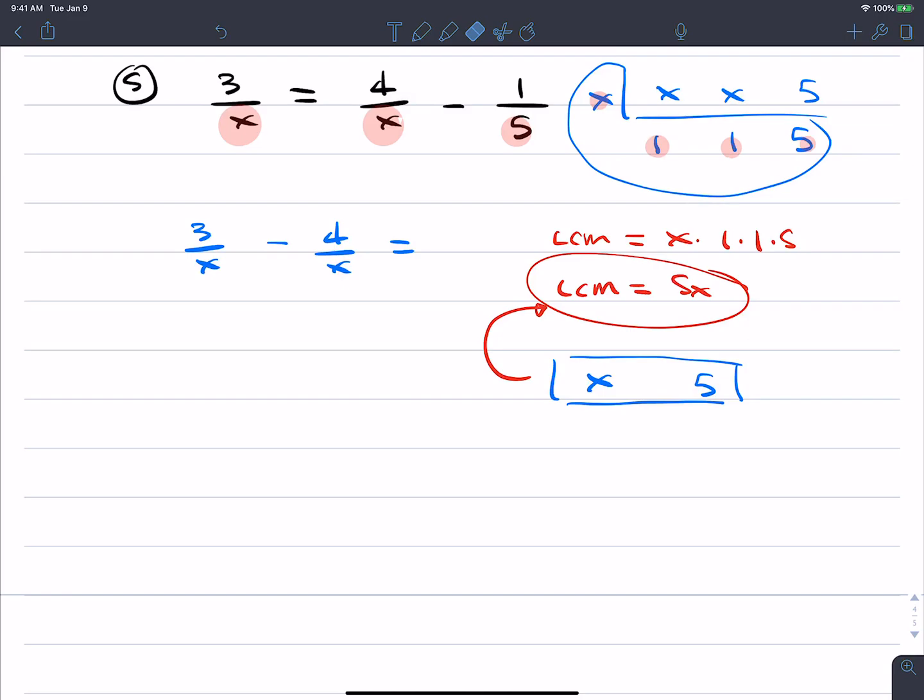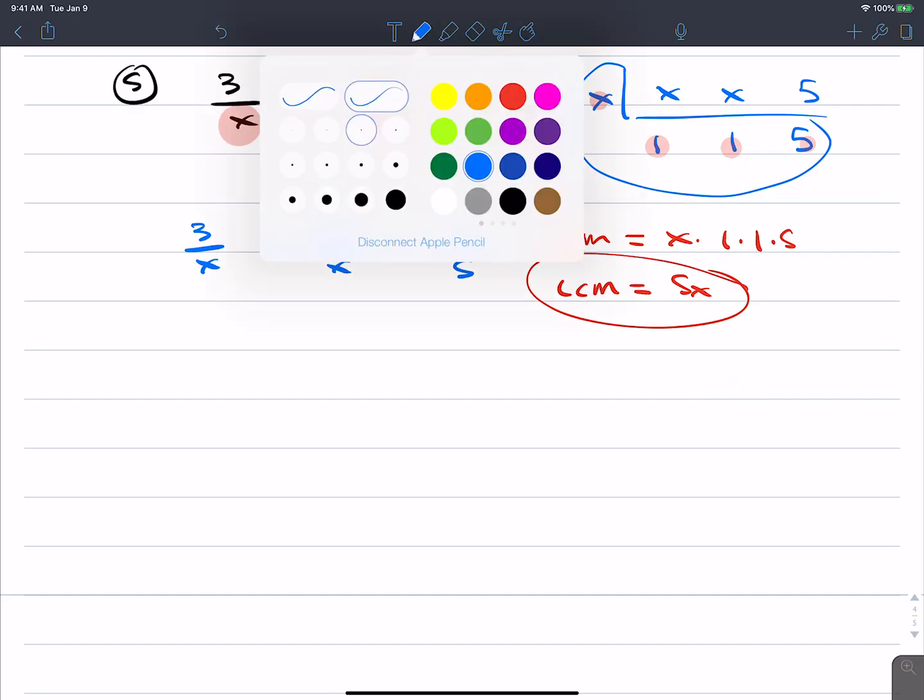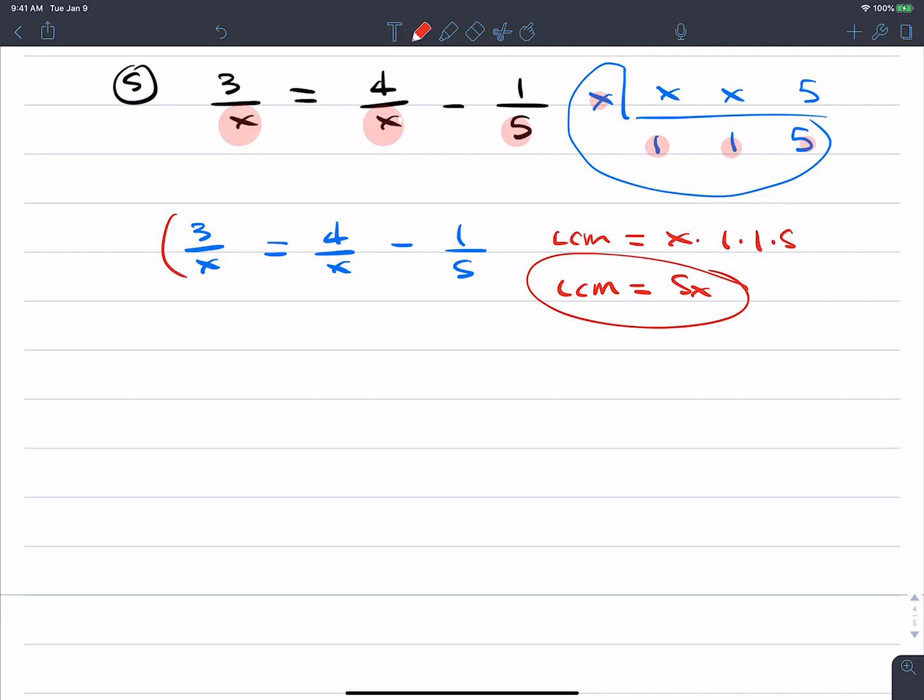Yeah, multiply the LCM on both sides here. Let me erase this so I have some space. You guys okay with that? Okay, we know the LCM is what? 5x. So I'm going to multiply my left side. Multiply the left by what? 5x. Multiply the right by what? 5x. Don't forget on the right side you distribute.